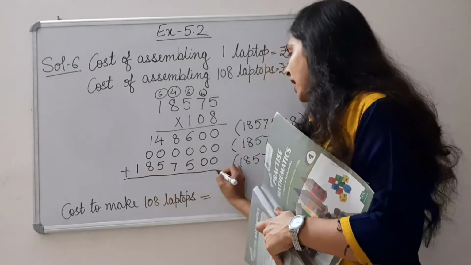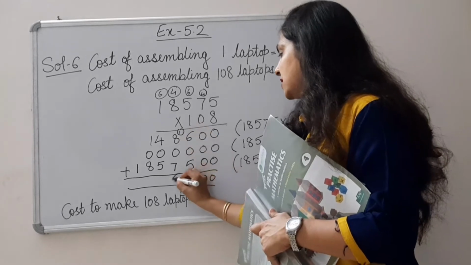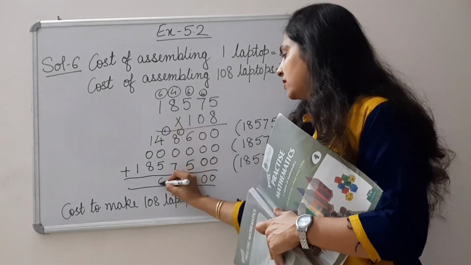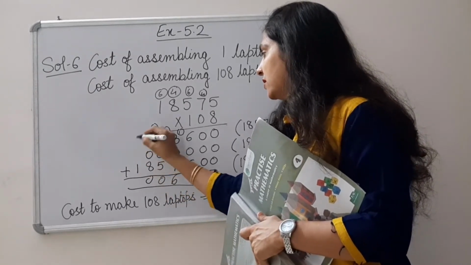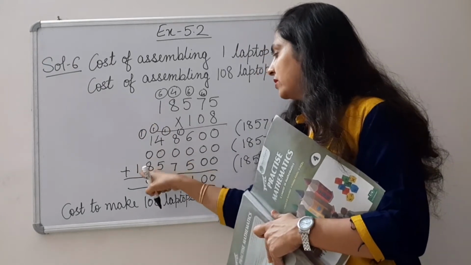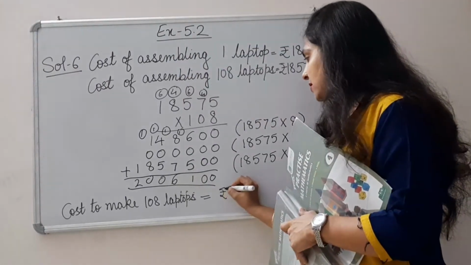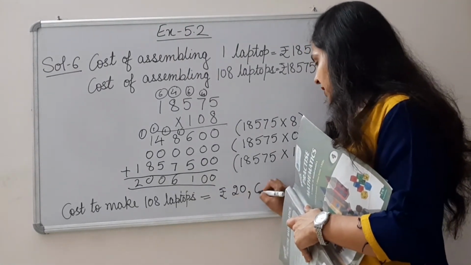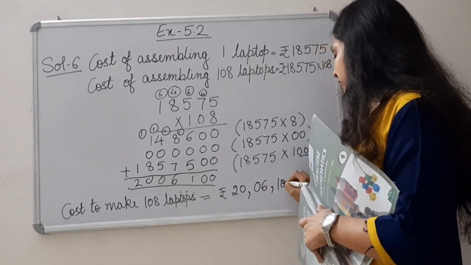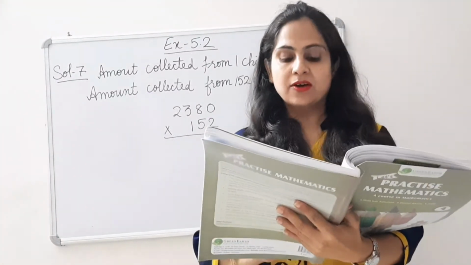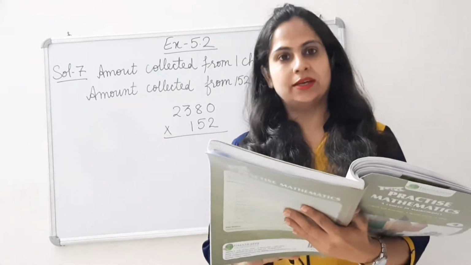Now, we have to add it. Now, let's add it. 0, 0, 11, 1 carry. 16, 1 carry, 10, 1 carry, and 10, 1 carry. Let's write the carry over here. 1 plus 1, 2. So the cost to make 108 laptops is rupees 20 lakh 6,100.